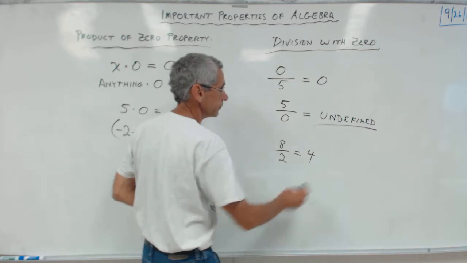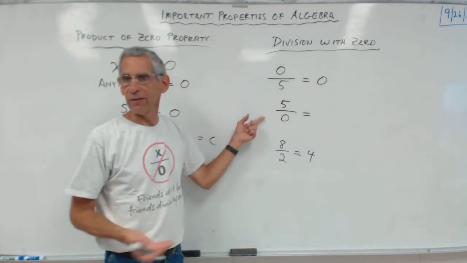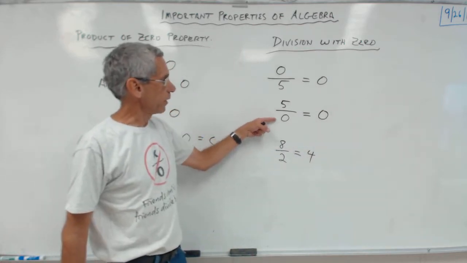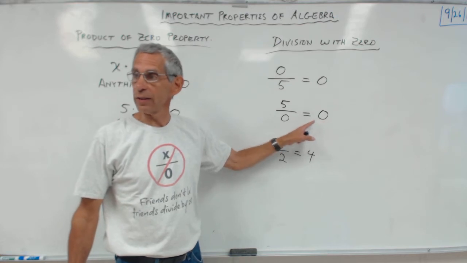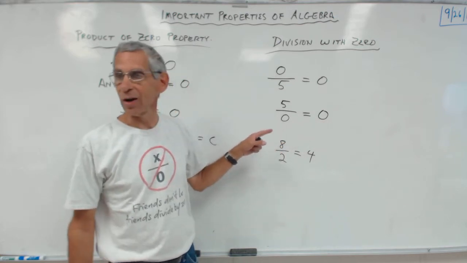Now let's say instead of undefined, we said 5 divided by 0 is 0. Let's try that. Now go backwards: 0 times 0 is 5. No. That doesn't work, right?